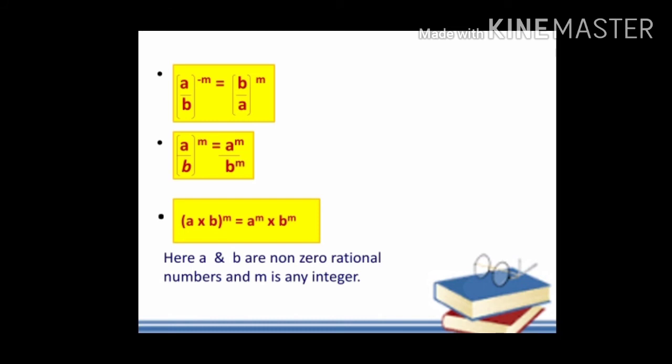Let's understand a few more rules of indices. First rule is a upon b raised to minus m is equal to b upon a raised to m. Second rule, a upon b the whole raised to m is equal to a raised to m divided by b raised to m. And the third rule is a multiplied by b the whole raised to m is equal to a raised to m multiplied by b raised to m. Here a and b are non-zero rational numbers and m is any integer.